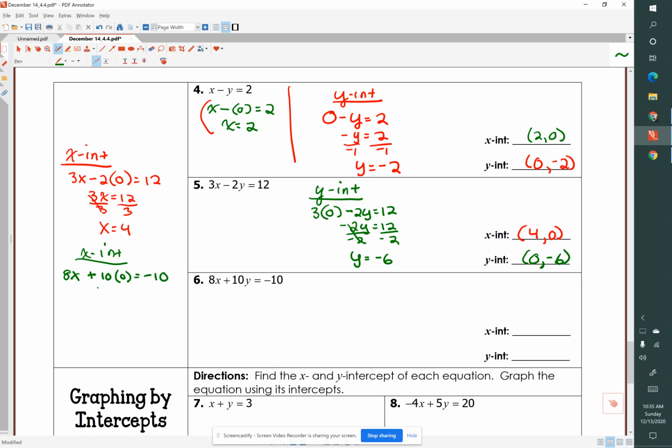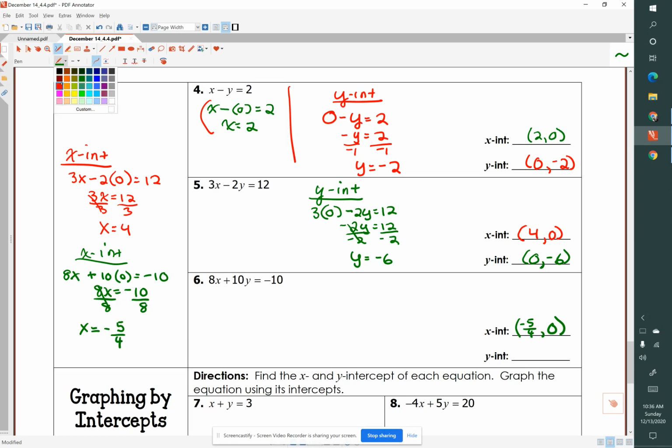And that would be 8x equals negative 10. And we divide both sides by 8. And we have x equals, and I'm going to reduce this negative 10 over 8 to negative 5 over 4. So our x-intercept is negative 5 over 4, comma, 0.